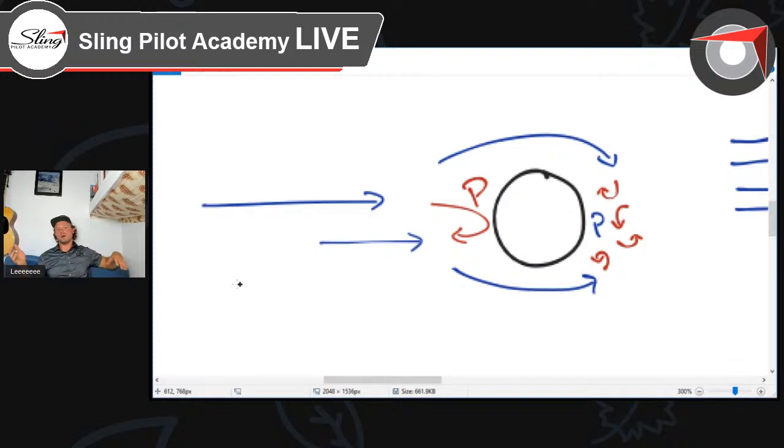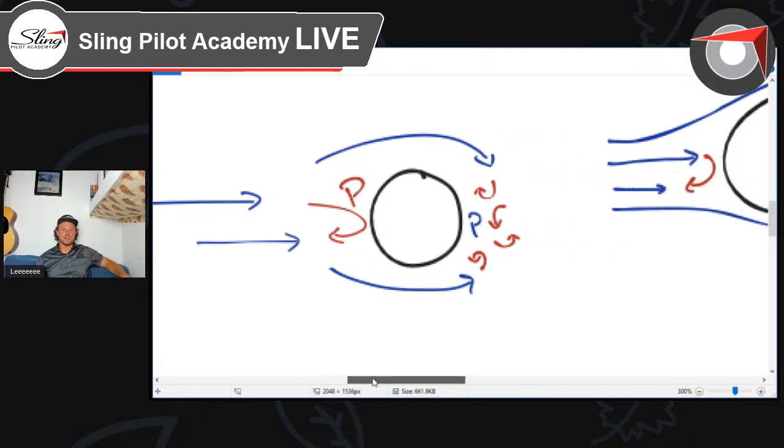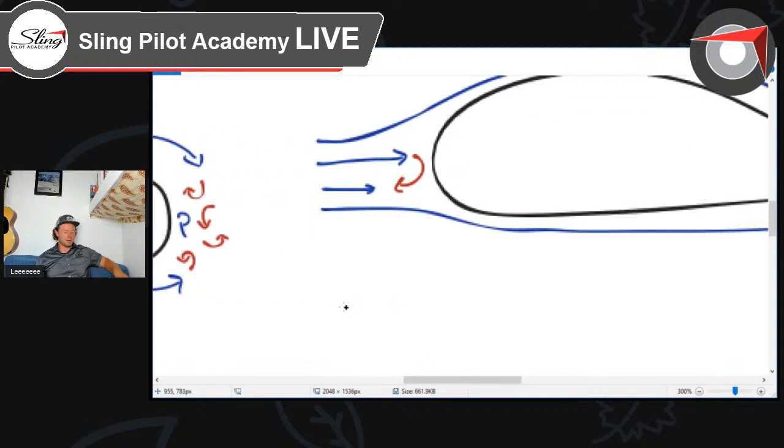Okay, so if there's a difference in pressure on each side of the body, then the flow has trouble mixing together, and then it creates pressure drag. And essentially, we want to minimize pressure drag. If we come over here, let me zoom out a little bit.